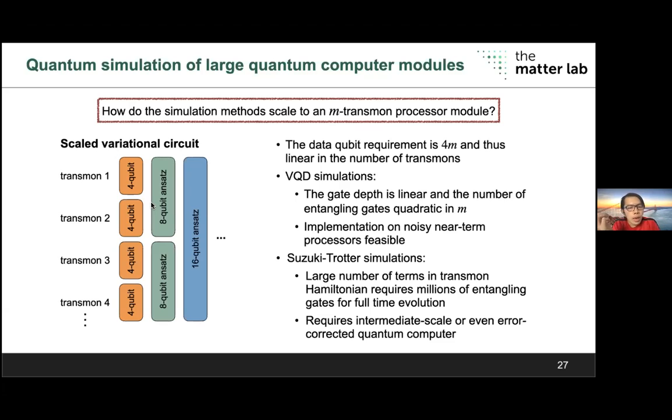In the sense that it doesn't grow exponentially, but polynomially with the number of m transmons that we'd like to simulate. But again, in order to simulate the Suzuki Trotter simulations, we still require quite a large number of turns, so we don't expect to simulate those Trotter expansion simulations on near-term quantum hardware.